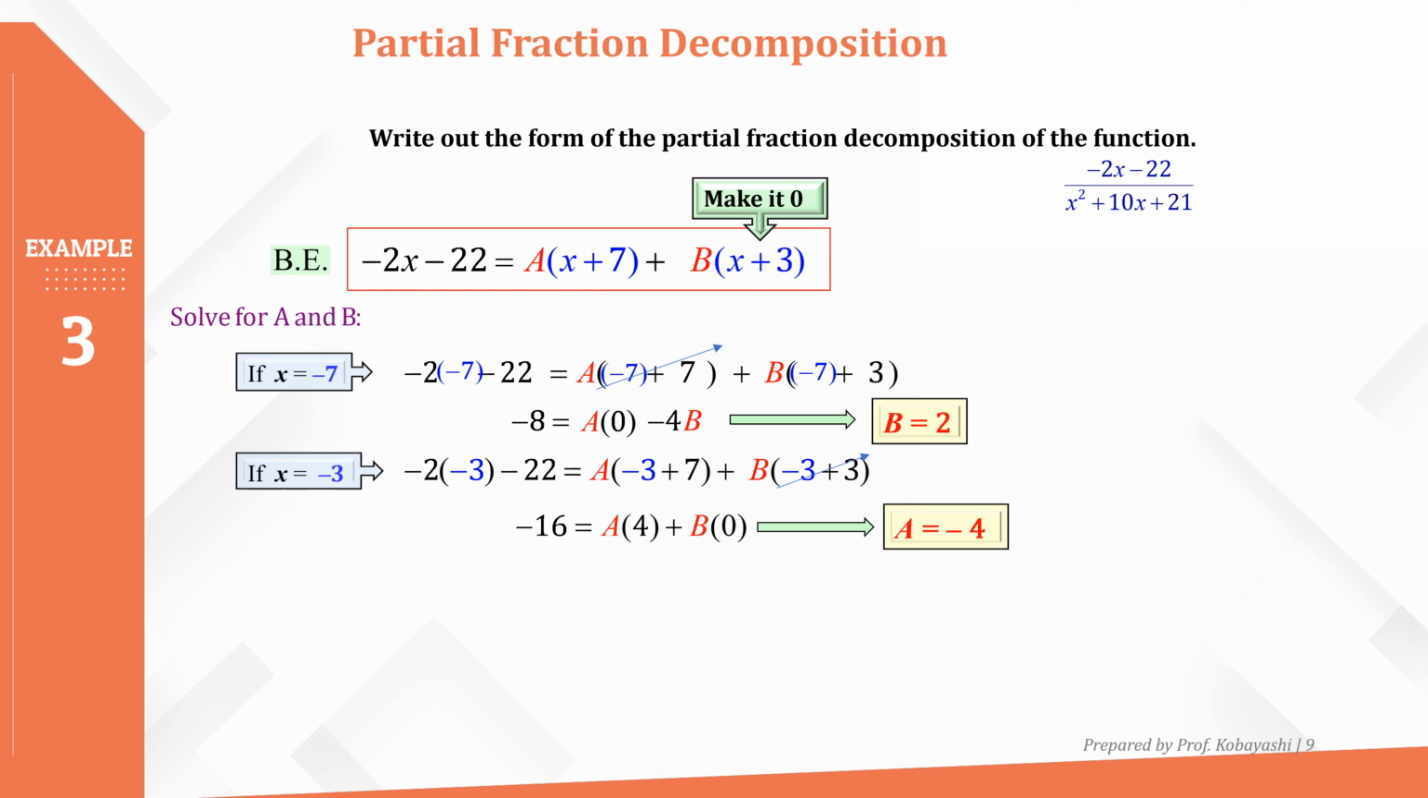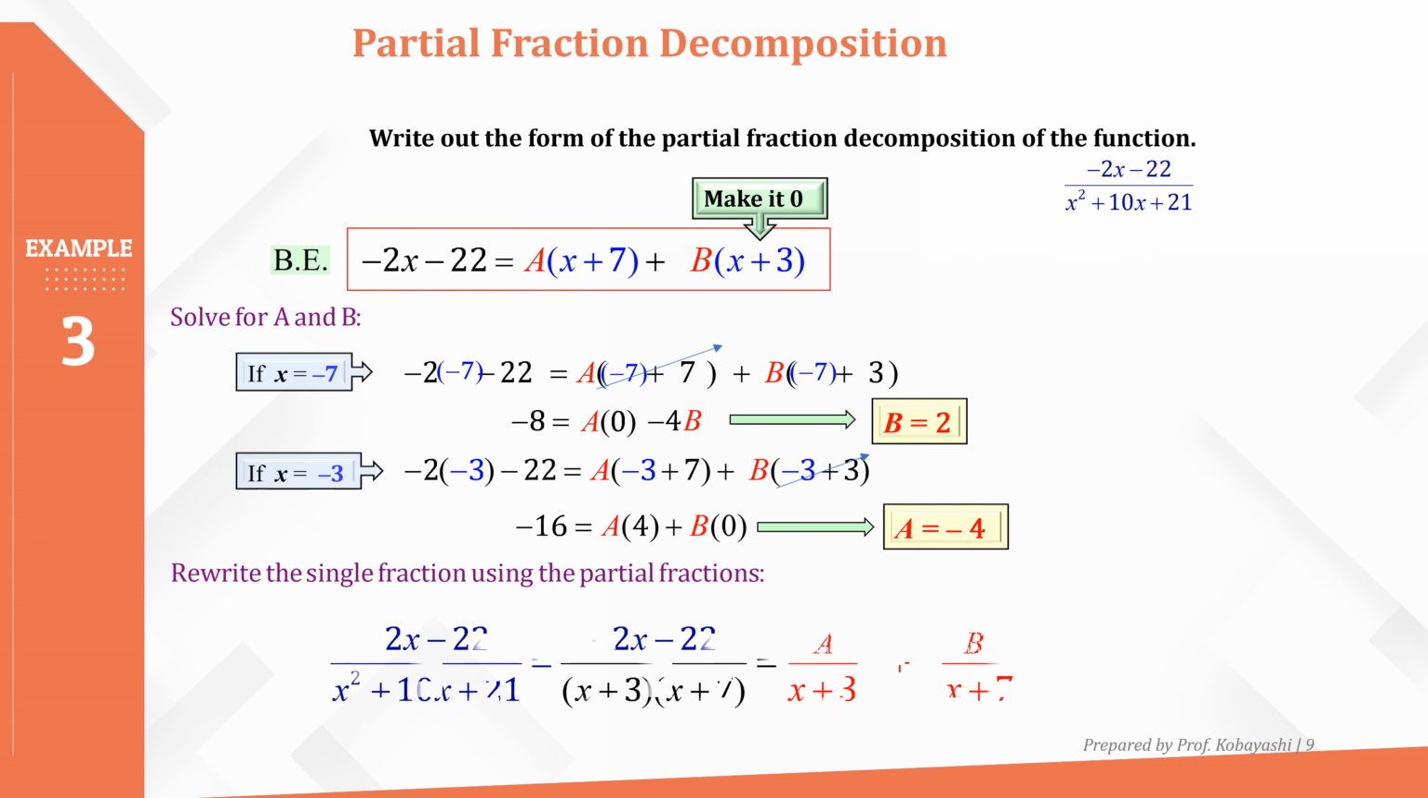Now that we have solved for A and B, rewrite the partial fractions with those values. Replace A with negative 4 and B with 2. So we have negative 4 over x plus 3 plus 2 over x plus 7 as the partial fractions.